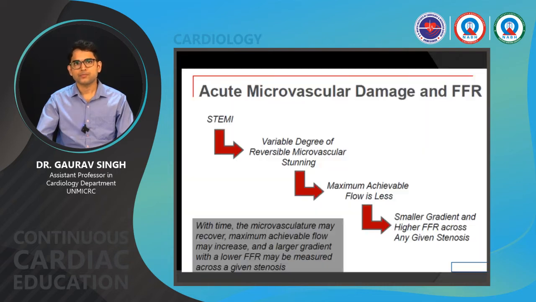microvascular impairment. So what happens with acute myocardial damage and FFR? If there is a ST elevation MI, for example, then there will be a variable degree of reversible microvascular stunning, and maximal achievable flow will not be there. So smaller gradient and high FFR across any given stenosis can occur. So FFR during acute coronary syndrome is not advisable because it will give you a false value, and your treatment would be based on clinical history, ECG, echo findings only.